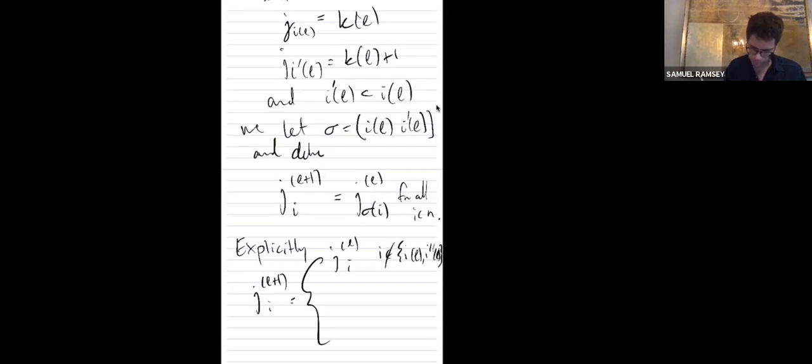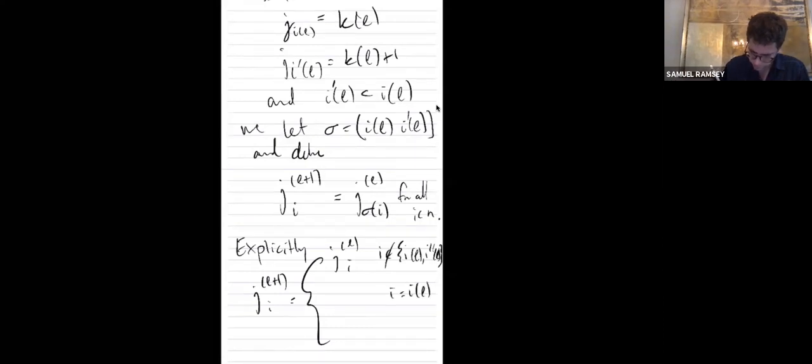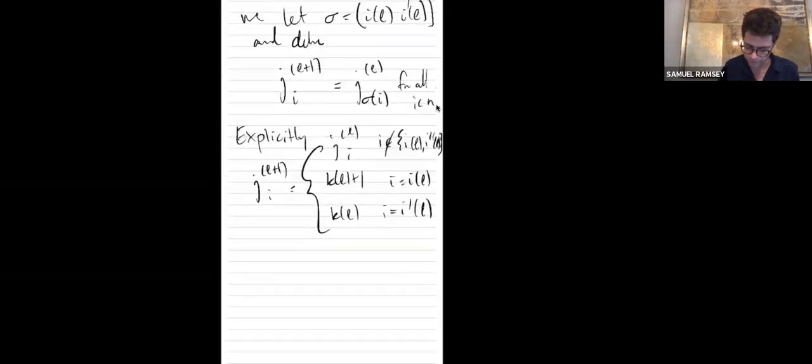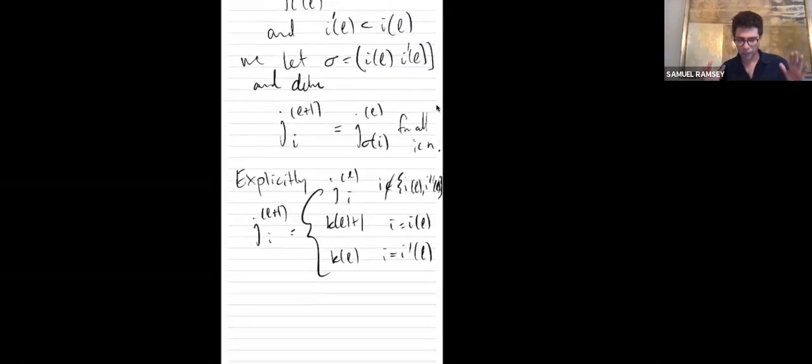Now, if I'm equal to I of L, then I swap. So then I give you K of L plus 1. And if I'm equal to I prime of L, then I swap. So basically, the idea is I have a way of enumerating the set 1 through n.